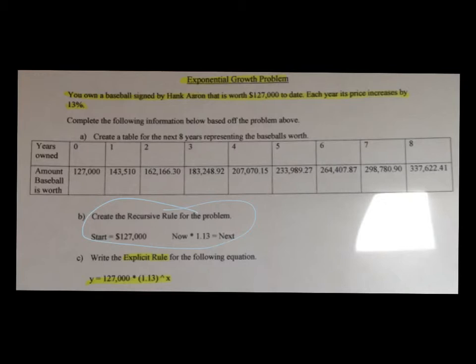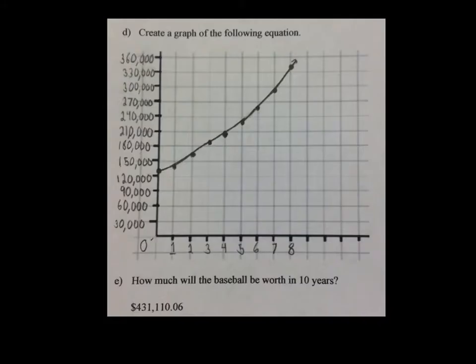127,000 for 0, because you haven't owned the baseball for a year yet, 143,510 for the first year, 162,166.30 for the second, 183,248.92 for the third, 202,070.15 for the fourth, 233,989.27 for the fifth, 264,407.87 for the sixth, 298,780.90 for the seventh, and 337,622.41 for the eighth.